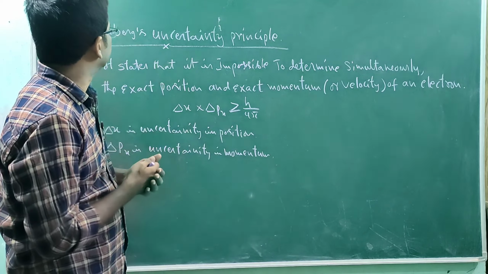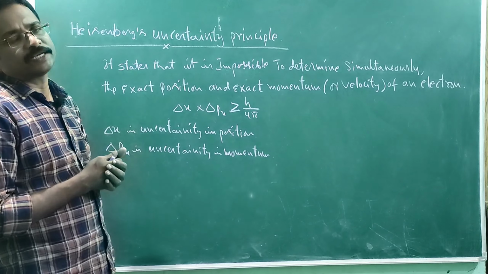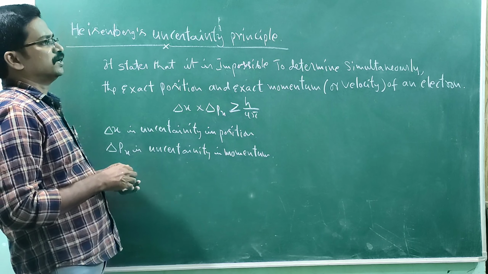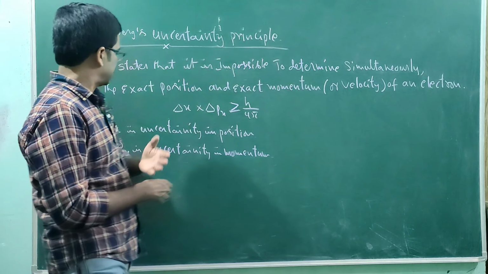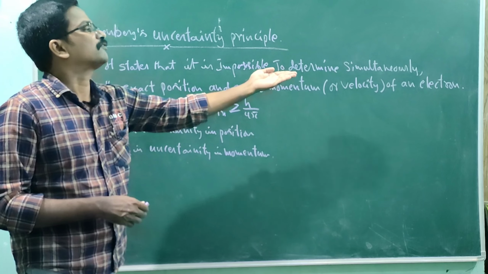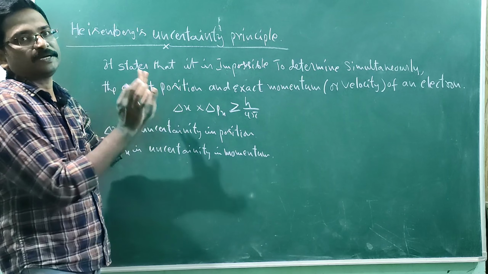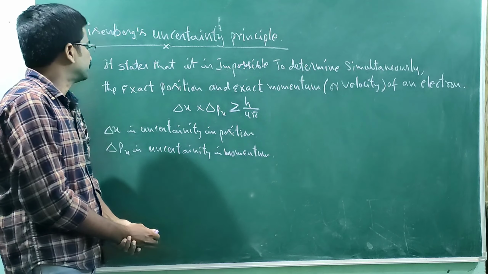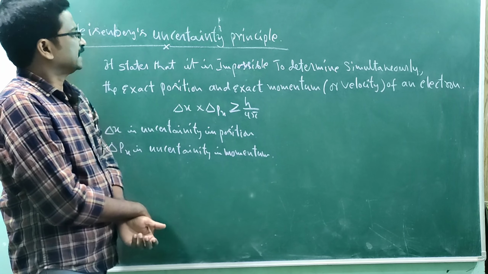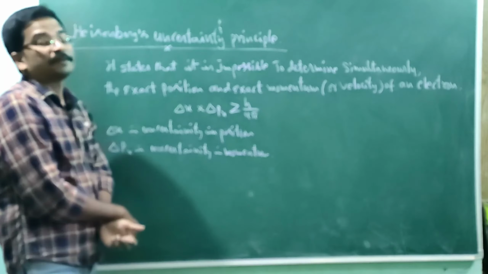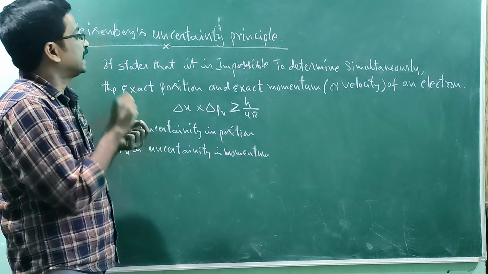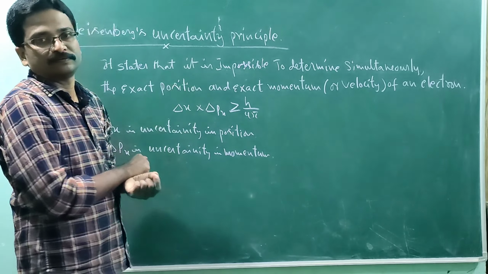Okay, what is this theory? What does it say? It states that it is impossible to determine simultaneously the exact position and exact momentum or velocity of an electron. This is the statement that he has given. It states that it is impossible to determine simultaneously the exact position and exact momentum of an electron.